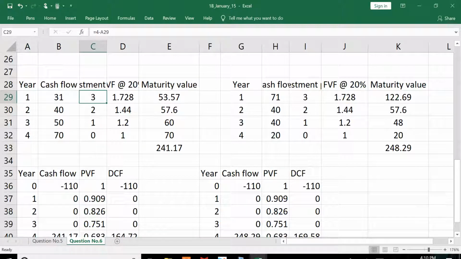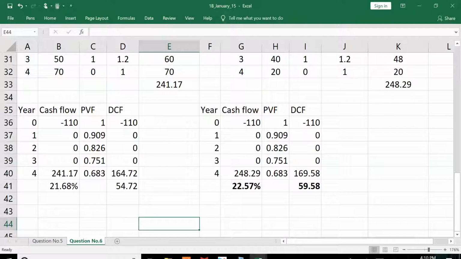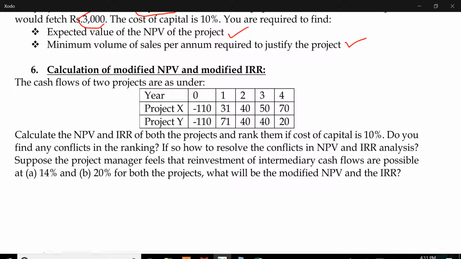Can we proceed? Any doubts on this? 241 and 248. Obviously 248 will turn out to be better. Done? Okay, this is as far as the basics is concerned.